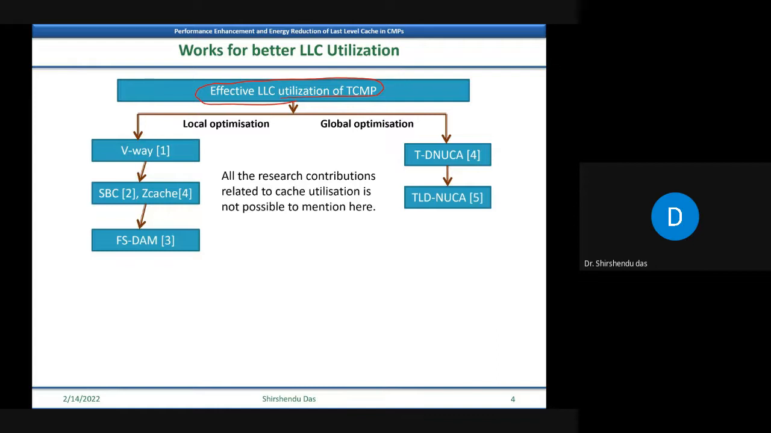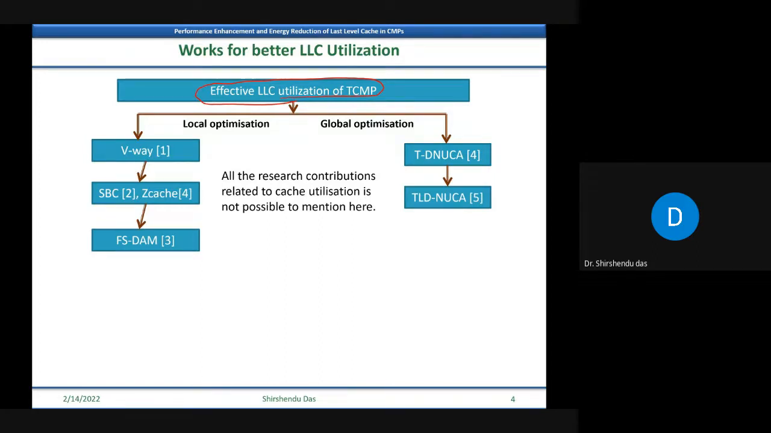So you can see there are two problems. First problem is local optimization issue and global optimization issue. So here we will discuss both the techniques. From the local optimization side, we'll discuss four papers here. These papers are called VUE, SBC, GCAS and FSDEM. And from the global optimization side, we'll discuss two papers, TD NUCA and TLD NUCA.